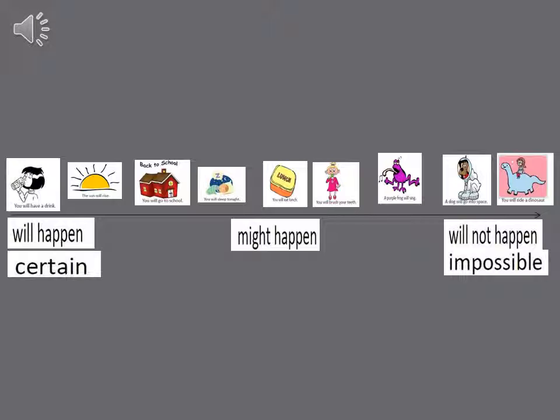And lastly, you will eat lunch, might happen. So it will go in the middle with the might happen card. Excellent job, everyone. So you'll see there we've got from the will happen being the same as certain, all the way through to will not happen or impossible, where it is seen that might happen is in the middle. Excellent job.